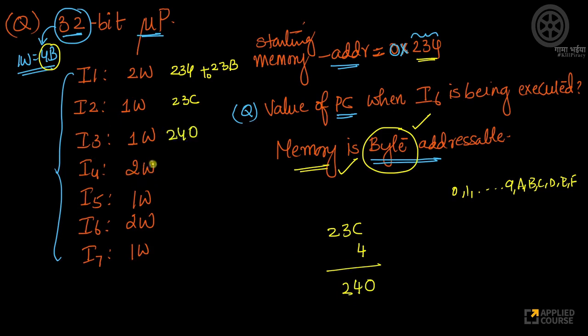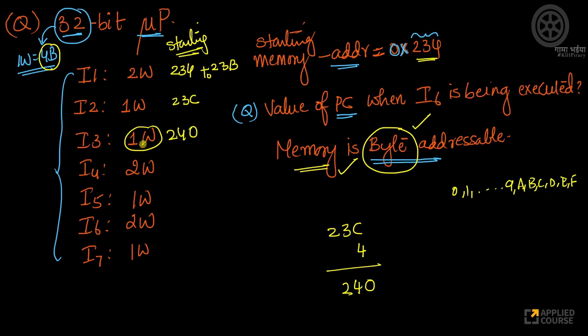This requires 2 words. 2 words is 8 bytes. Sorry, now I need to compute this. 240 is the starting address of this instruction, plus 1 word, and 1 word is 4 bytes. I'm only writing the starting addresses of each instruction. The ending addresses you can compute: the next starting address minus 1 is the ending address of the previous instruction. So let me just write the starting addresses so that it's less confusing.